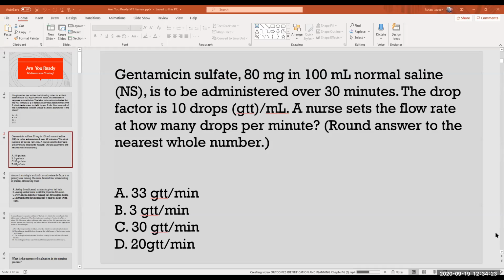Now, you guys probably saw something like this already before on an exam, right? So we have gentamicin sulfate, 80 milligrams in 100 mLs of normal saline. And it's to be administered over 30 minutes. The drop rate is 10, and you're going to set the flow rate at how many drops per minute? Everybody know how to do this one?